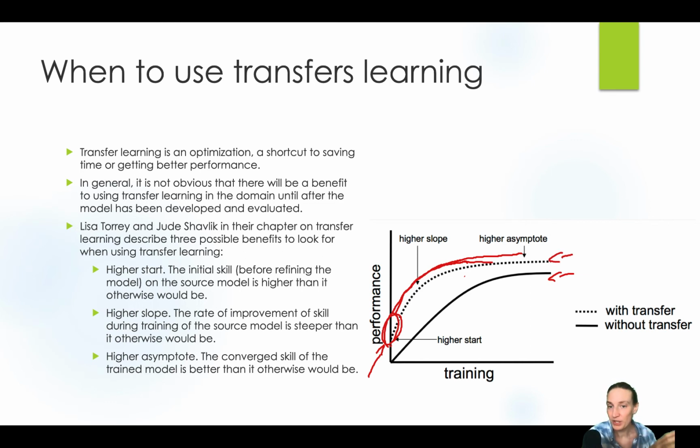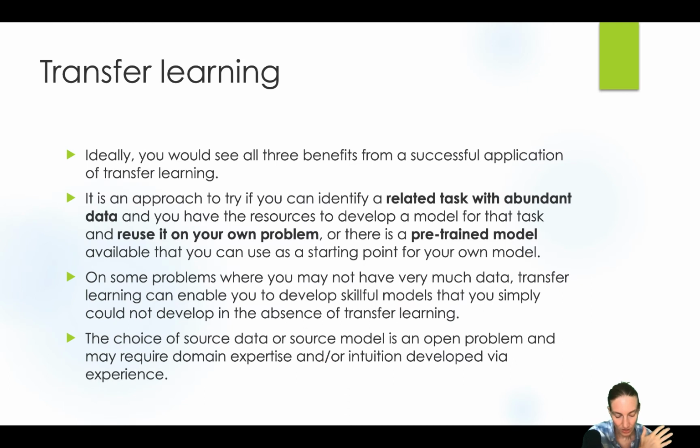Okay, but I must say that it's not a given that your transferred knowledge will increase your performance until after your model has been developed and evaluated. So it is important to still evaluate your increase in performance or not. Okay. So possible benefits include a higher start in performance, a higher slope, quicker improvement, and a higher asymptote. So it's converged to a higher level. So ideally, we see all 3 of these benefits.